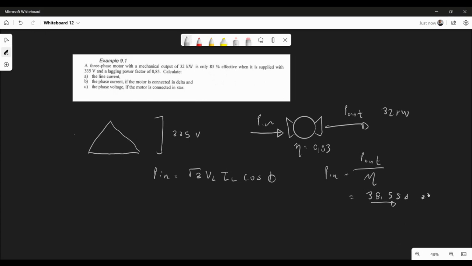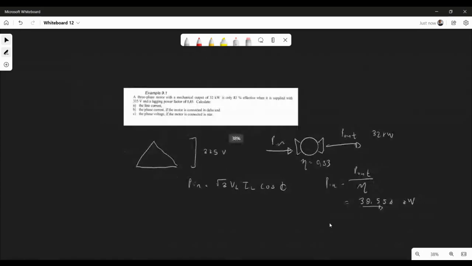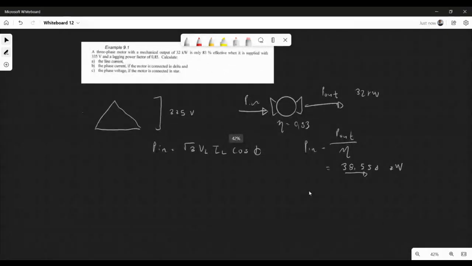38.554 kilowatts. Right, decent amount of power. Now what you have to do is find the line current. When you're dealing with delta, I typically write this out: your line voltage equals your phase voltage, whereas your line current is equal to √3 times your phase current. So in this case, you just have to substitute.